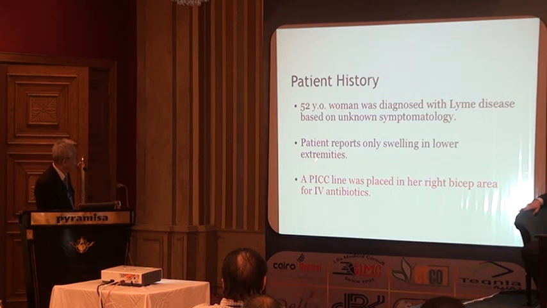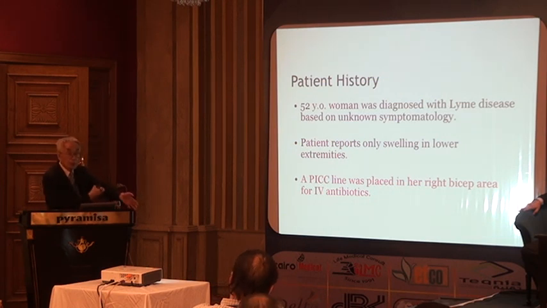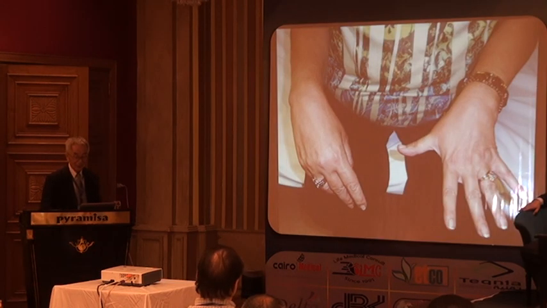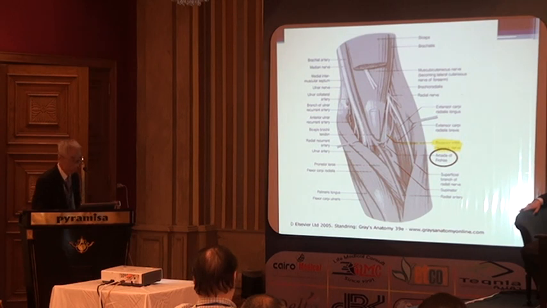But what happened in this case, because of the Lyme, they put a PICC line in her right biceps area. You know what a PICC line is? It's a peripherally inserted central catheter. In other words, they just want to maintain the vein. Eh? So, PICC line placed in her right biceps area. In here, okay? And then something happened. This happened. Now, what is this?